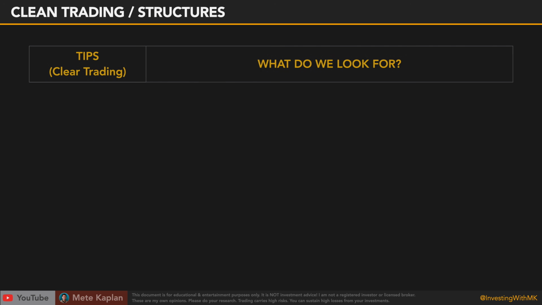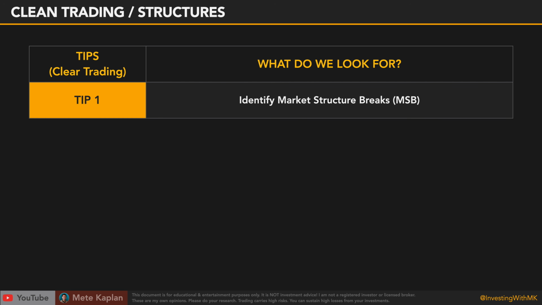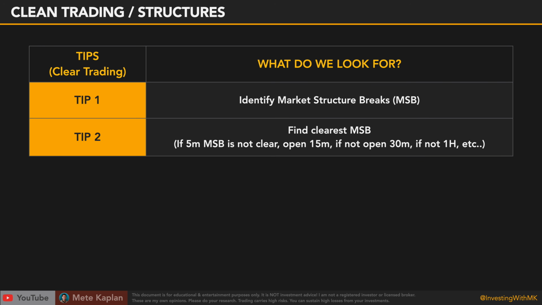Okay, my 5 trading tips on clear trading. Firstly, where the market structure break happens. It is so important to identify it. Secondly, if the MSP you found is not clear or you have doubts, then what to do? If the 5-minute MSP is not good, open 15 minutes. If that is also not clear, then open the 30 minutes. So keep going higher and higher in time frames until you find the most clear structure.